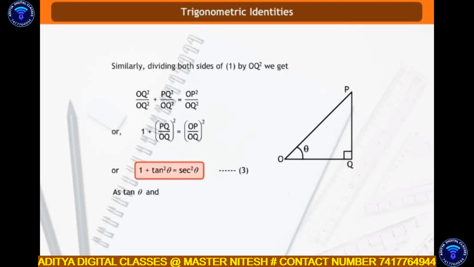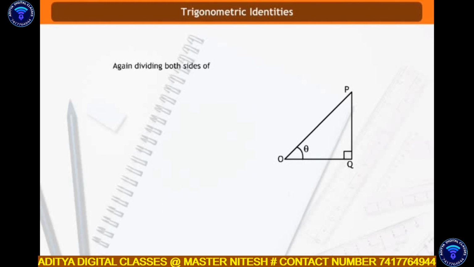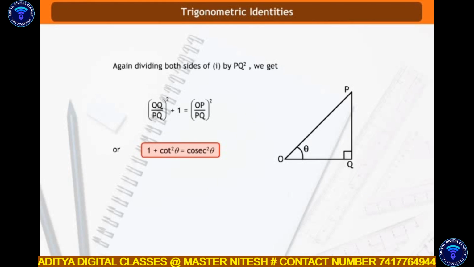As tan θ and secant θ are not defined for θ equal to 90 degrees, equation 3 is true for all θ such that θ is less than 90 degrees and greater than or equal to 0 degrees. Now again dividing both sides of equation 1 by PQ², as shown, we get 1 + cot²θ = cosec²θ. Let it be equation 4.